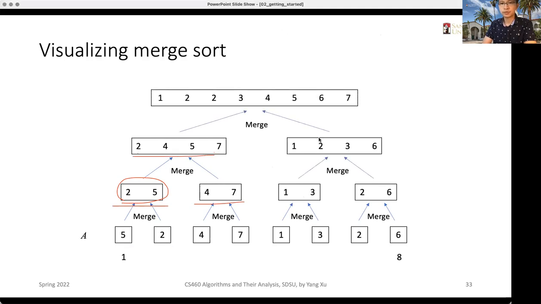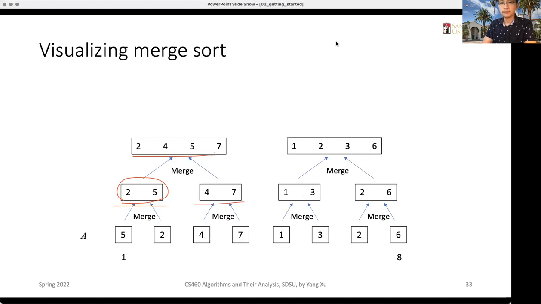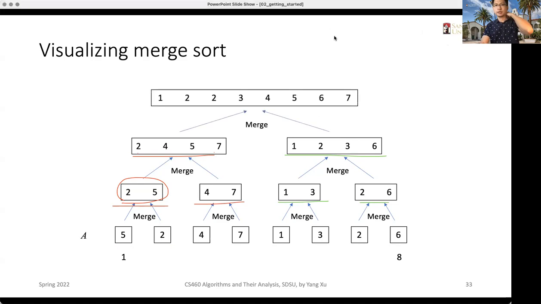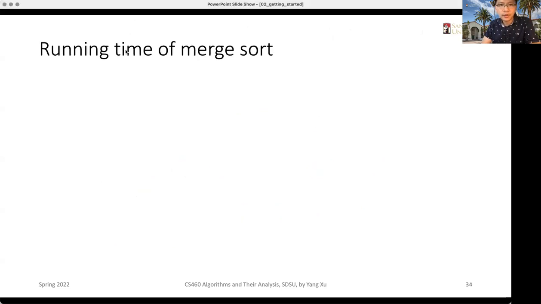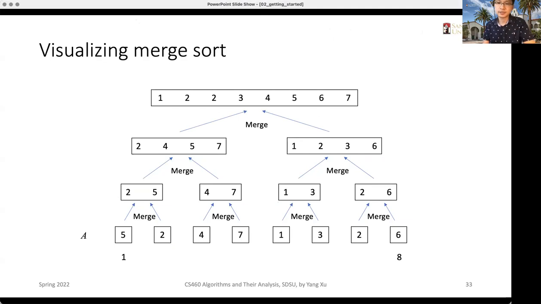The next merge will be between the left, which is 1, 3, and 2, 6, which results in 1, 2, 3, 6, right? And the last merge is on the top layer, right? Which will be the final result 1, 2, 2, 3, 4, 5, 6, 7, right? Which is in the correctly sorted order. Okay, so that's how merge sort is visualized.